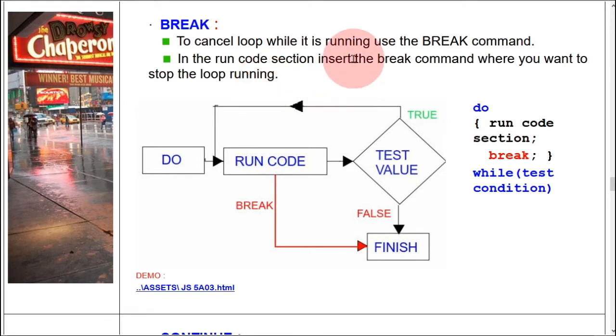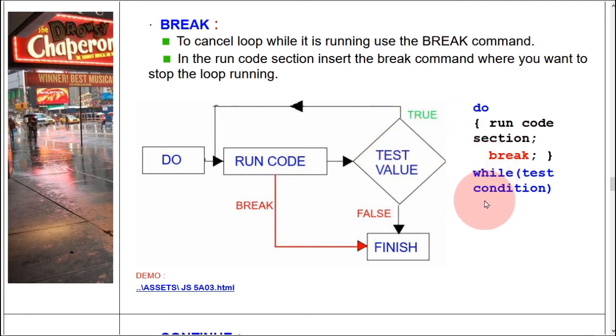Okay, so in our diagram here we can see this. We start with the do command, and then we run the code, and in the code we decide, okay, that's enough, we don't want to run the loop anymore, and we want to break out of it. So you put the break command in your code section, and it breaks out of it, and finishes running your do while loop. Alternatively, if you have a do command and you run the code and you have no break statement, it will carry on, test the value, go to true, keep on running the code as normal.